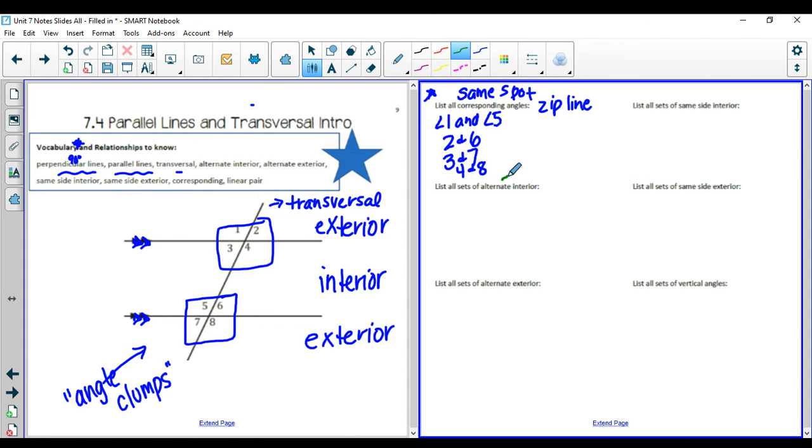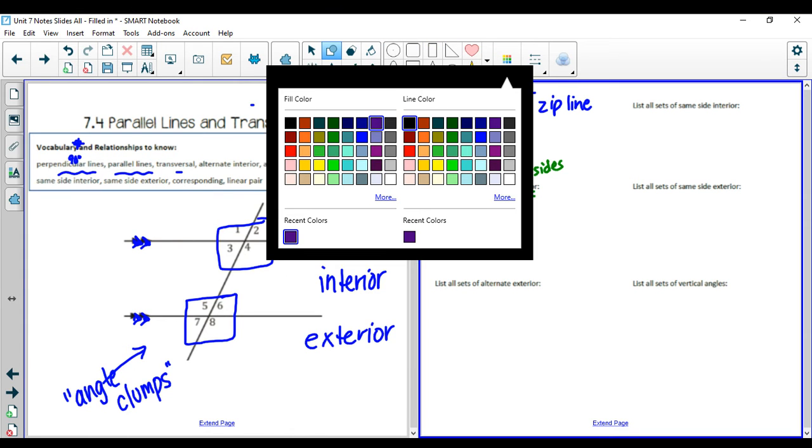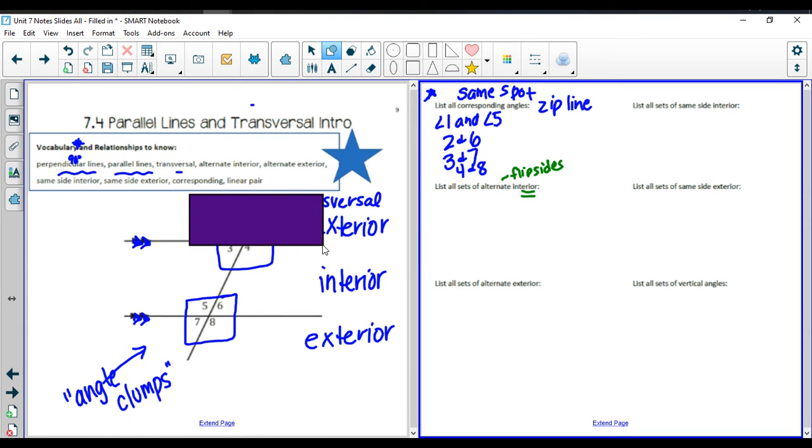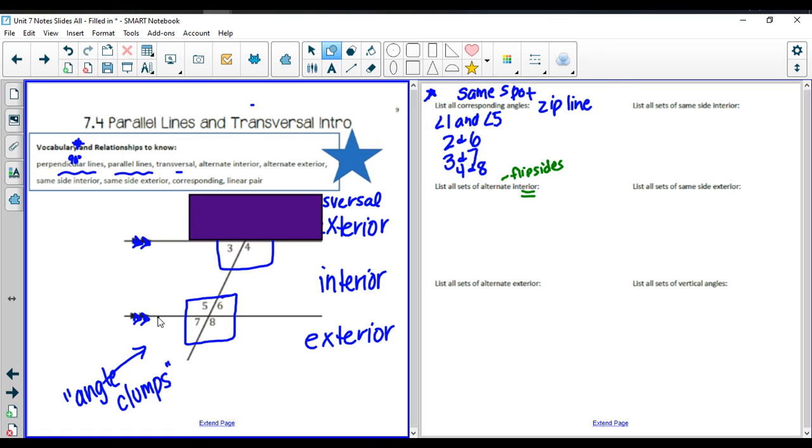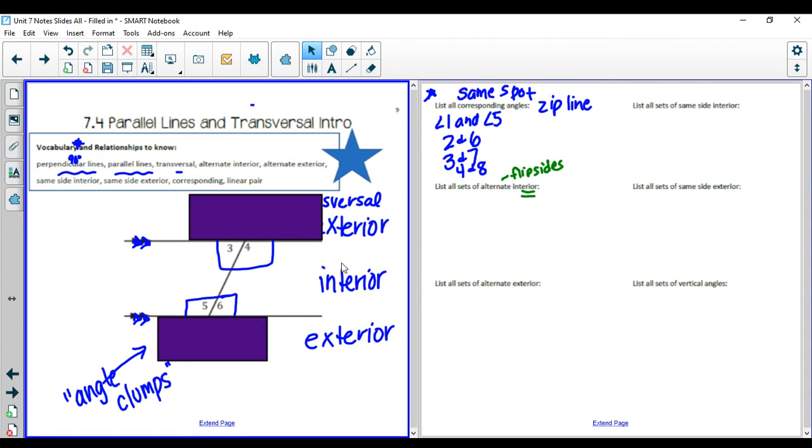Our next vocab term is alternate interior. Alternate means that we're going to flip sides of the transversal, and we're going to stay inside those parallel lines. So we are not looking at the exterior space; we are just looking at those interior angles that are right there.